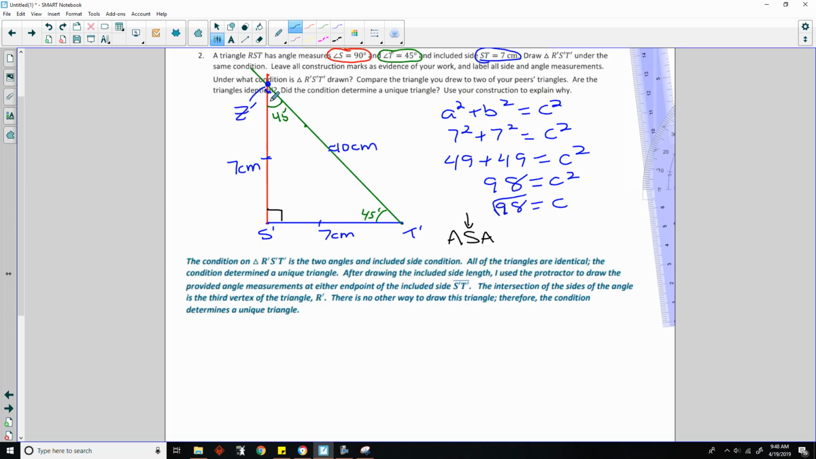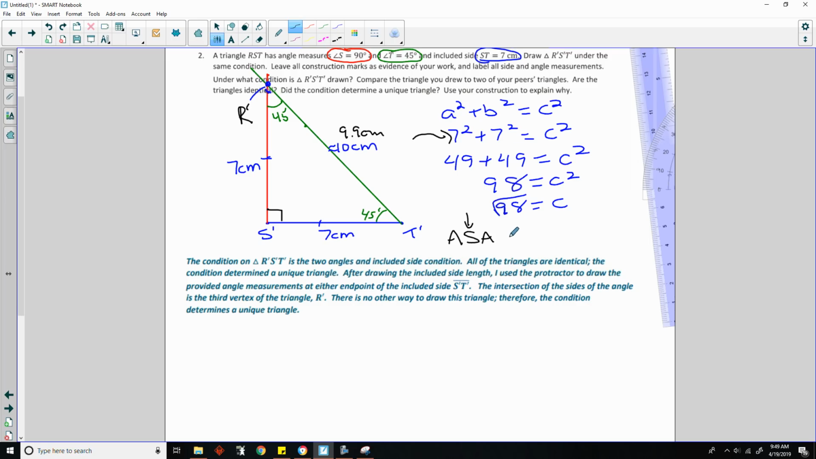Why did I use a Z? It's R. Okay, RST, not ZST. All right, so there is no other way to draw this triangle, therefore the condition determines a unique triangle. And this right here would be more like 9.9 cm by the Pythagorean theorem.